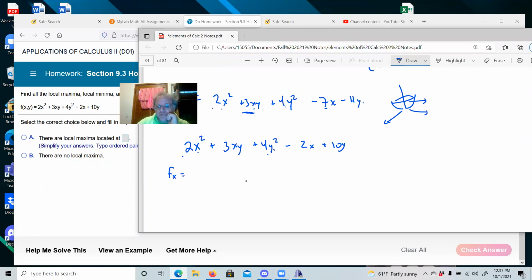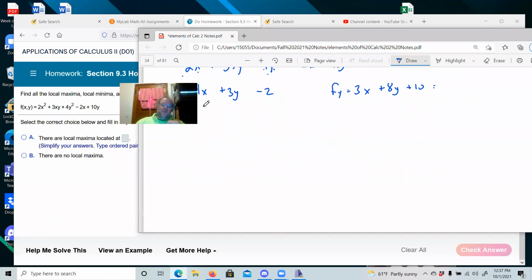fx, taking the partial derivative with respect to x. So that's going to be 4x plus 3y minus 2. fy is going to be 3x plus 8y plus 10. This is the same question we had before.